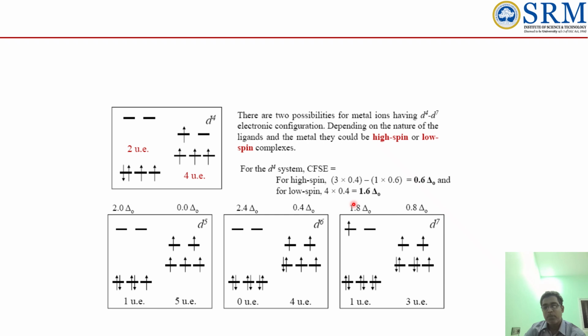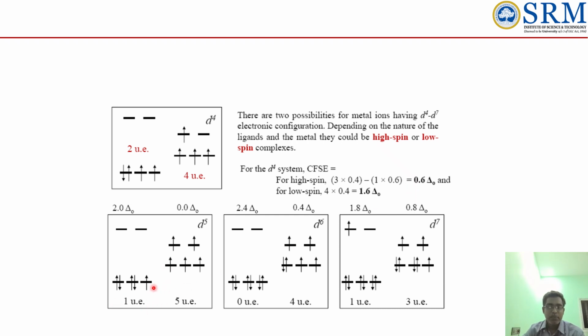We have 4 times 0.4, that is 1.6 Δo, but you always have one pairing energy when it comes to low spin complexes. So in d4 there is a difference in terms of CFSE: 0.6 Δo stabilization for high spin compared to 1.6 Δo for the low spin complexes. So for d1, d2, d3, there is no difference between weak and strong field. For d4, we have a significant change in the number.